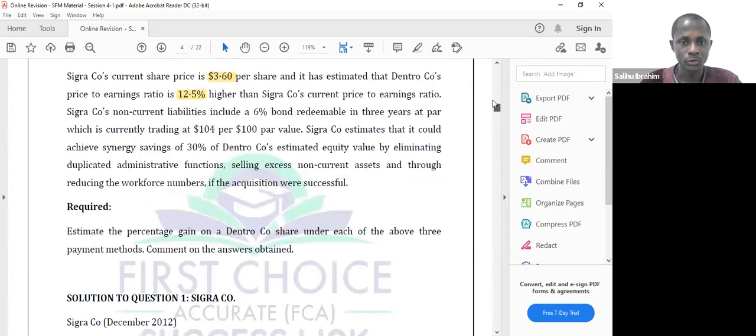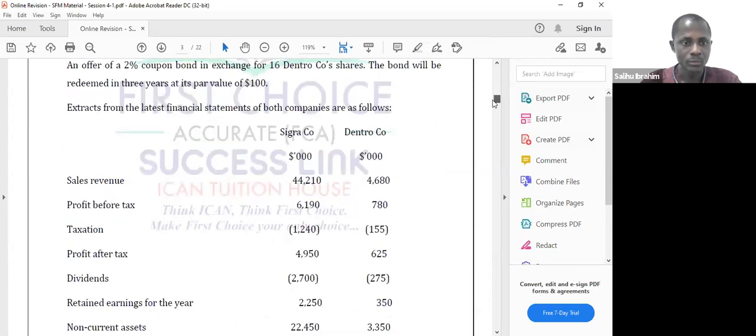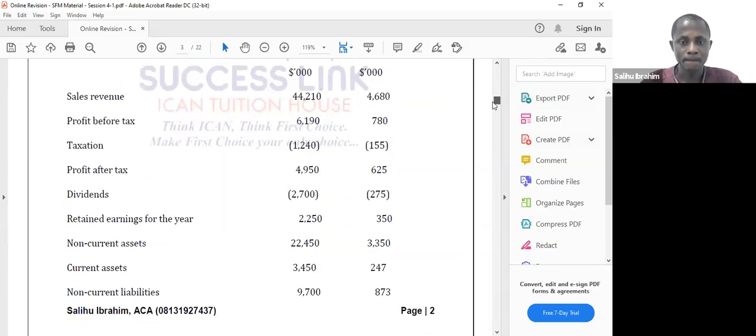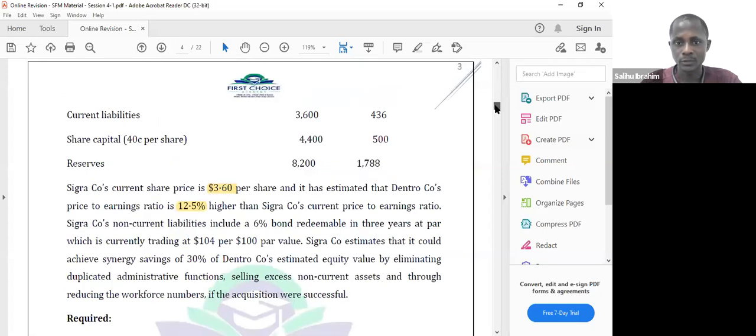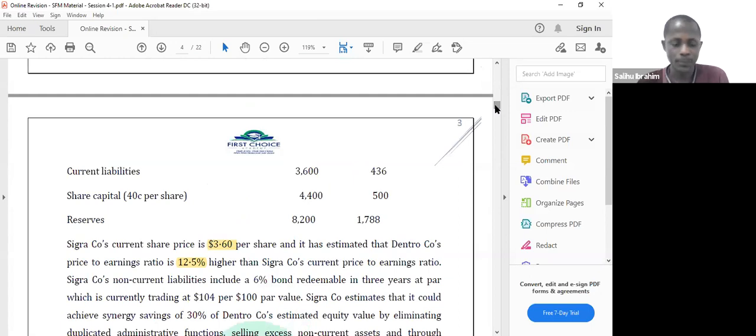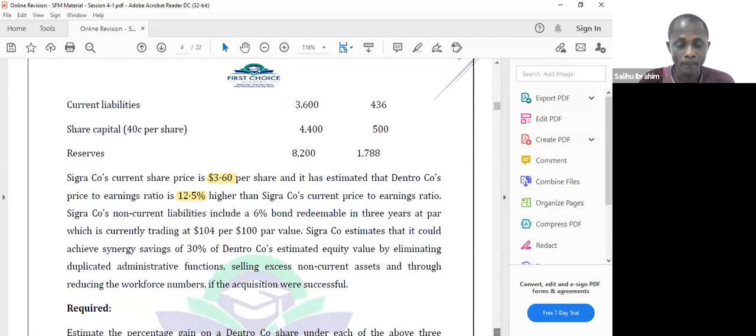I'm sure I've not picked the wrong figure. Profit after tax over 3.6. Okay, it should be fine.